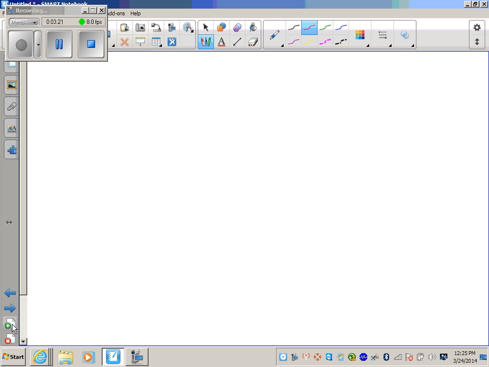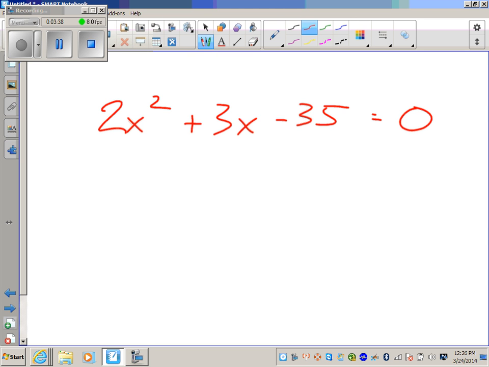Expect fractions to be solutions. Not to say that these are impossible, but they're going to require just a little bit more work. Minus 35 equals 0. What do we notice right away? I've got an x squared, and I've got an x. I've got no like terms where I can simplify, so now I'm back to general trinomial.